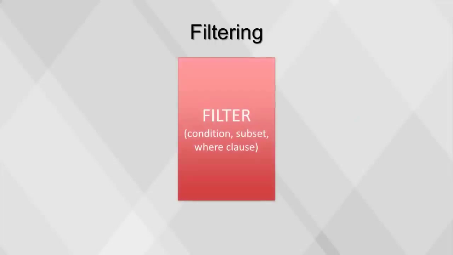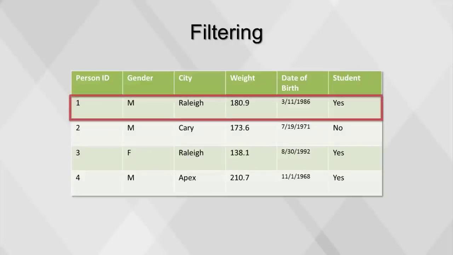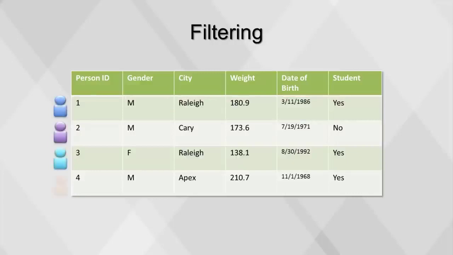While selecting limits a dataset's size by omitting certain columns, a filter limits a dataset's size by omitting certain rows. A filter is also known as a condition, subset, or in SQL, a where clause, and it's commonly used for investigative purposes. It's important to be aware of the information contained within the row of a data table. Also commonly referred to as a record or observation, a row defines the level of detail that is contained in the dataset. For this example, each row represents one person. An ID field, such as person ID, in which no rows contain the same ID, can be used to determine that the table's level of detail is a person.